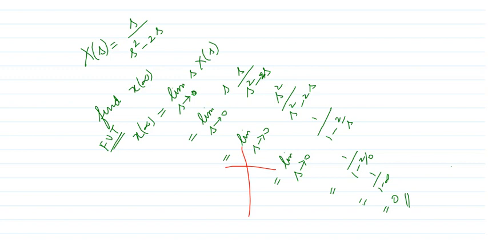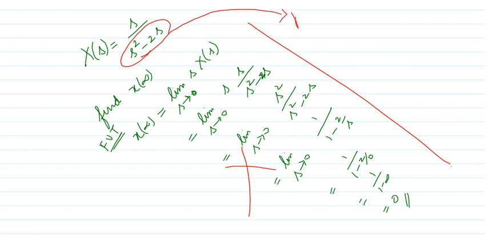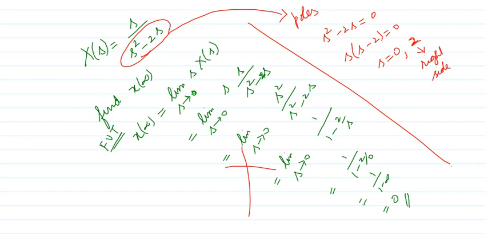Why? Final value theorem is applicable only for a stable system. For a stable system, we have to check the poles. What are the poles? S square minus 2s is equal to 0. That is, s into s minus 2 is equal to 0. So s is equal to 0, s is equal to plus 2. This is in the right side of the s plane, or having a positive real part. Real part is positive. So it is an unstable system.